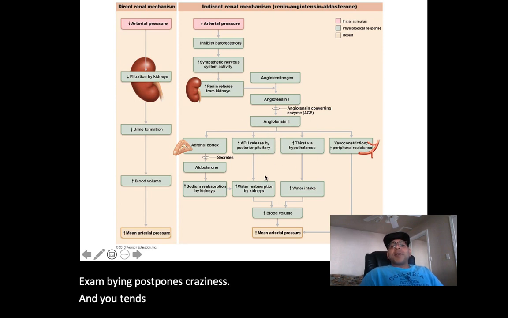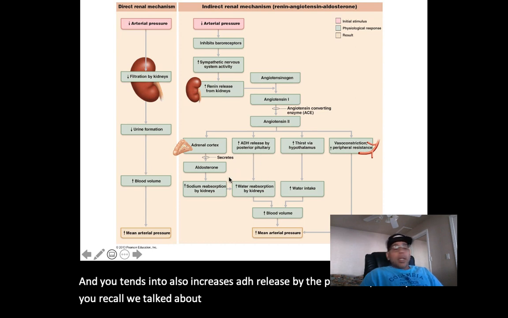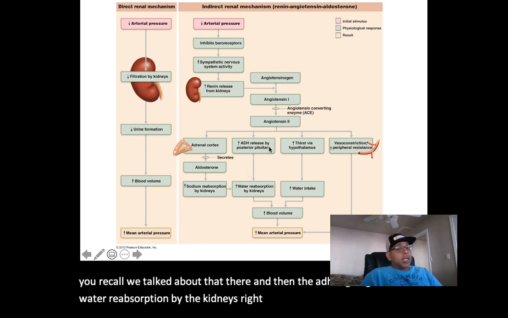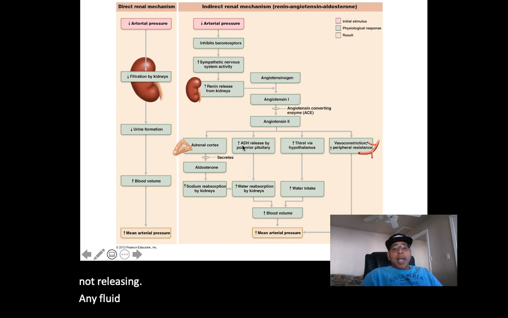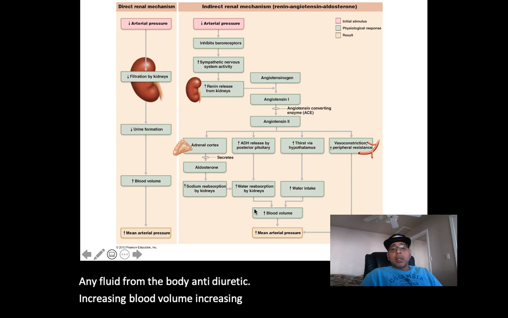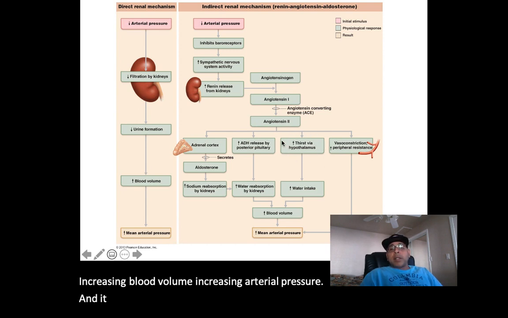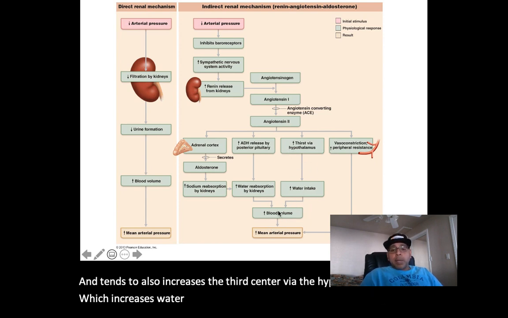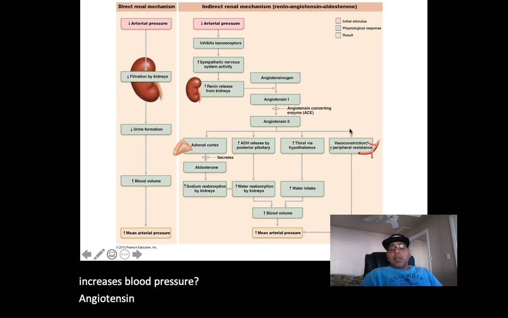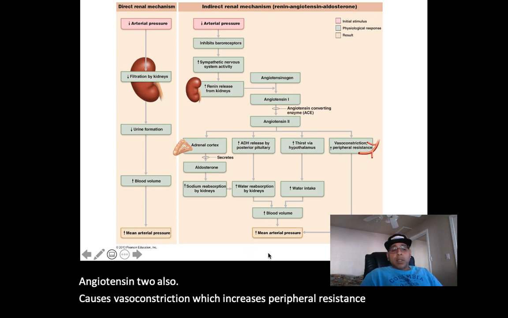Angiotensin 2 also increases ADH release by the posterior pituitary, if you recall. We talked about that there. And then the ADH is going to increase water reabsorption by the kidneys, right? Antidiuretic hormone, so we're not releasing any fluid from the body. Increasing blood volume, increasing arterial pressure. Angiotensin 2 also increases the thirst center via the hypothalamus, which increases water intake, which increases blood volume, which increases blood pressure. Angiotensin 2 also causes vasoconstriction, which increases peripheral resistance, which increases mean arterial pressure.